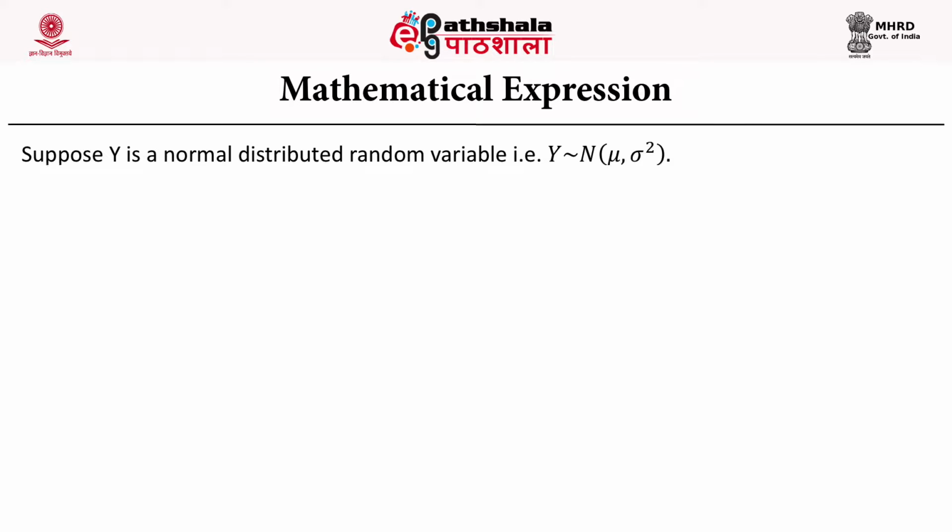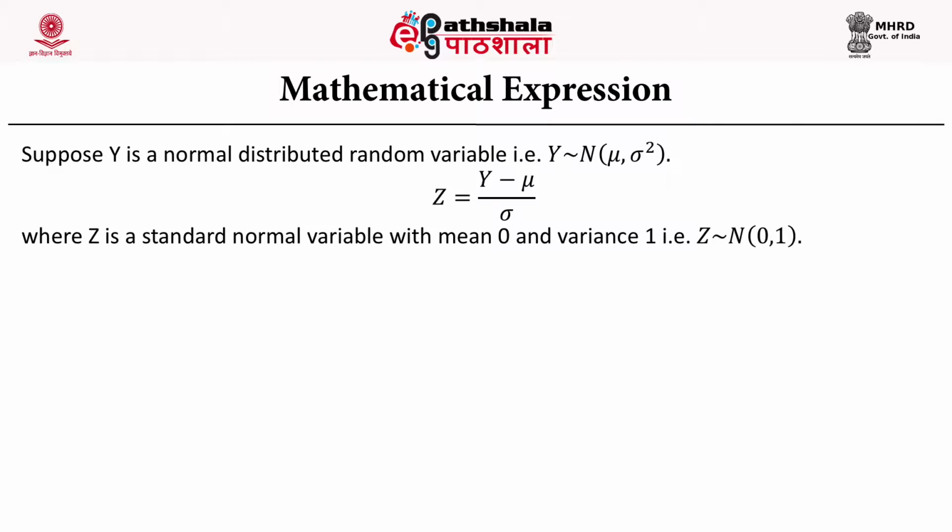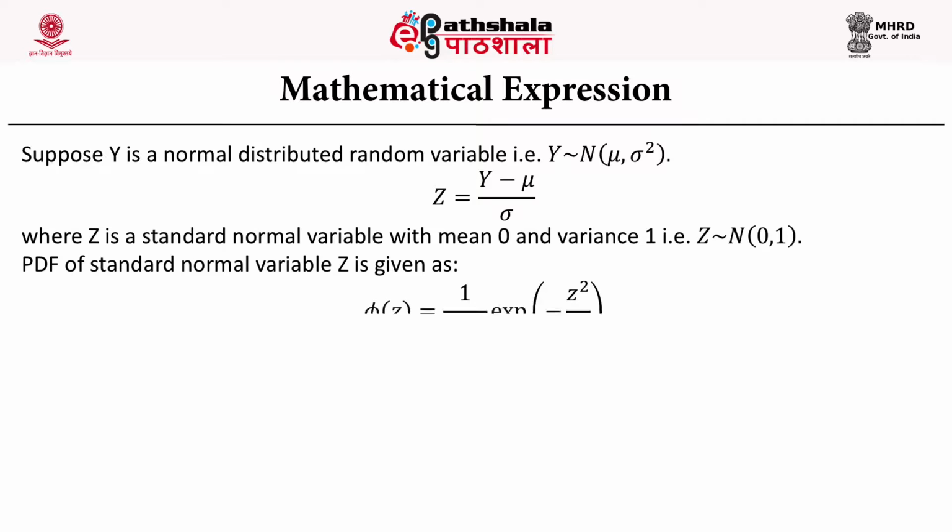So the mathematical expression is as follows. Suppose y is a normally distributed random variable, that is y follows a normal distribution with parameters mu and sigma square, where z is equal to y minus mu upon sigma. Here z is a standard normal variable with mean 0 and variance 1, that is z follows a normal distribution with parameters 0 and 1. The PDF of the standard normal variable is phi of z, which is equal to 1 upon square root of 2 pi times exponential of minus z square upon 2, where z lies between minus infinity and infinity.